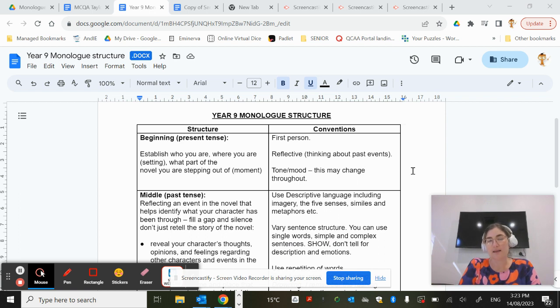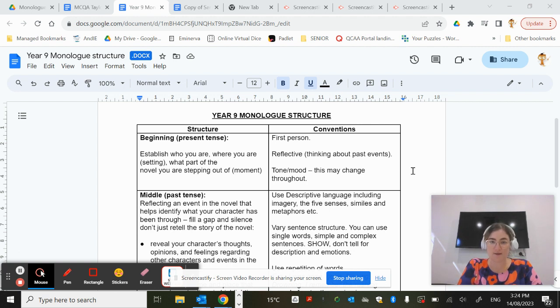In a monologue, it is a moment of time. So we're asking you to be the character. It's first person. You are them for a 5 minute period of time when the character is on their own. So you would set it after something significant has happened in the novel or before, not during.